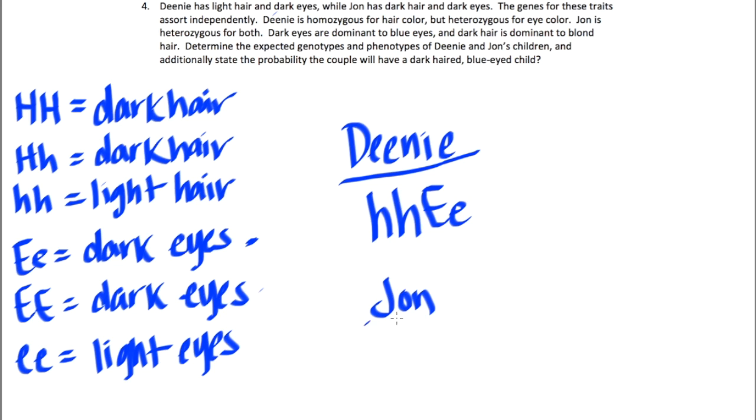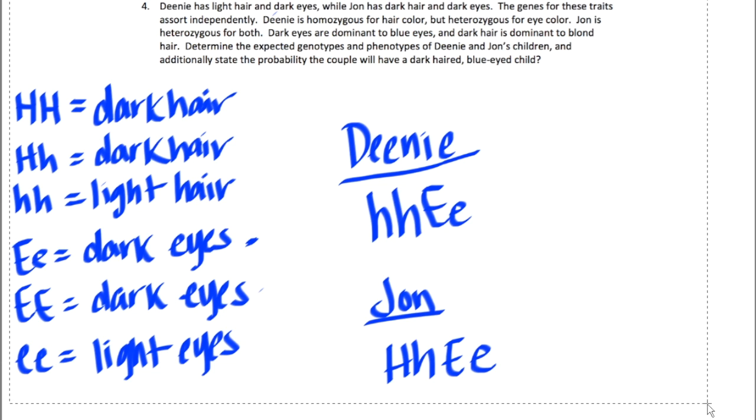Now let's take a look at John. John is heterozygous, right, for both. So he will be, here's John. All right, so this is our start to this problem. Next, we need to do a dihybrid cross. So in order to do that, I'm going to clear all of this, and we're going to do that dihybrid cross.